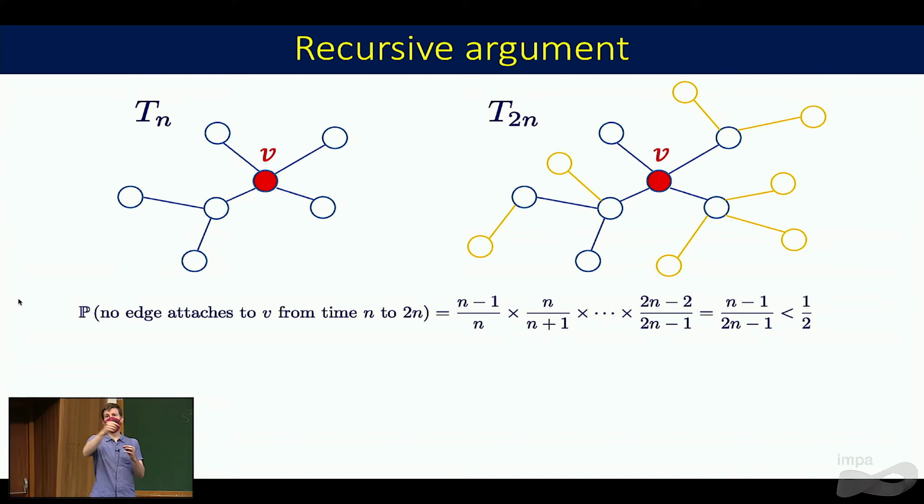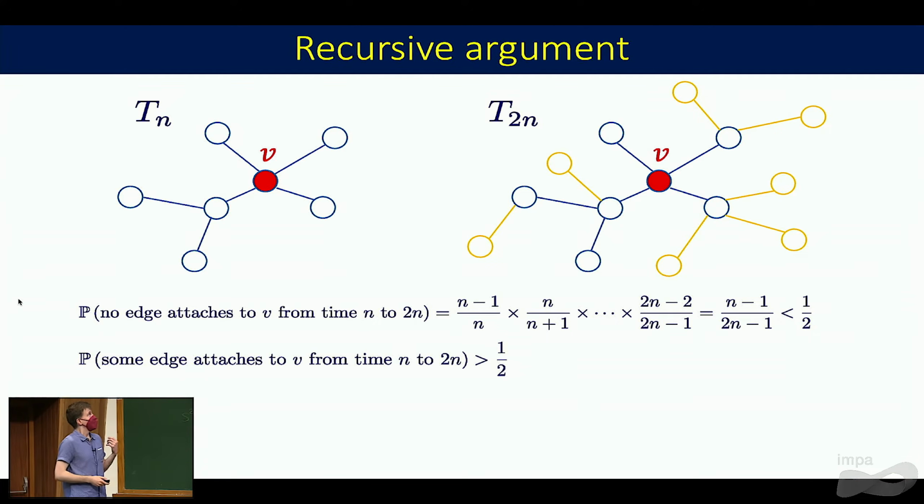So the probability that no edge attaches to this vertex, so it gets avoided by everything that comes in. The first vertex coming in has to avoid it. That has probability n minus 1 over n. The second vertex has to avoid it. That has probability n over n plus 1, and so on. So you have this telescoping product, where everything cancels. What you get is n minus 1 over 2n minus 1, which is less than a half. This also means that the probability that some edge attaches to this vertex is at least a half.